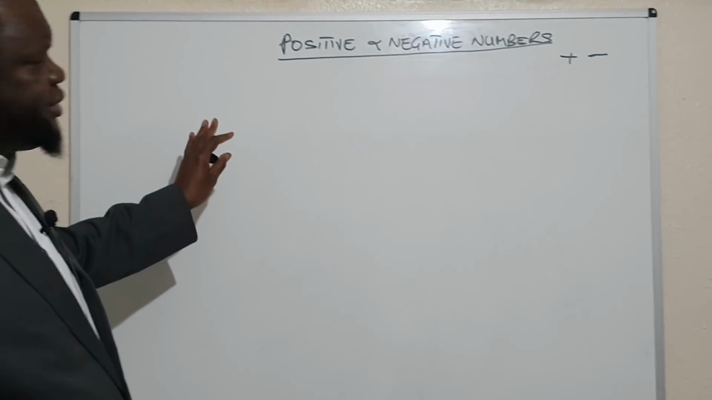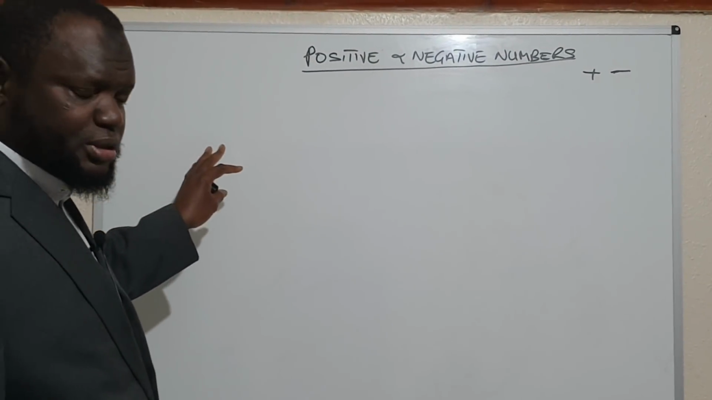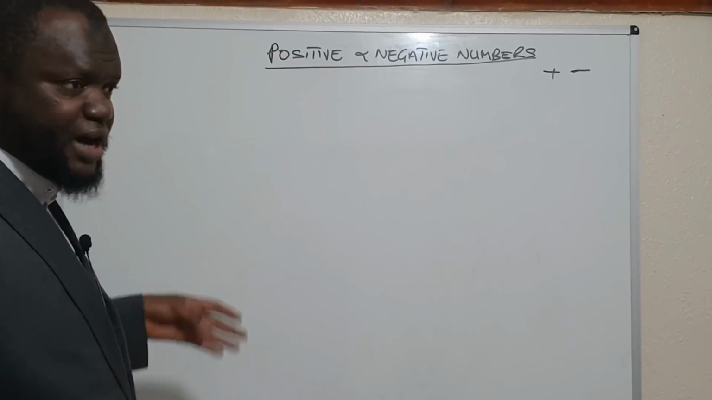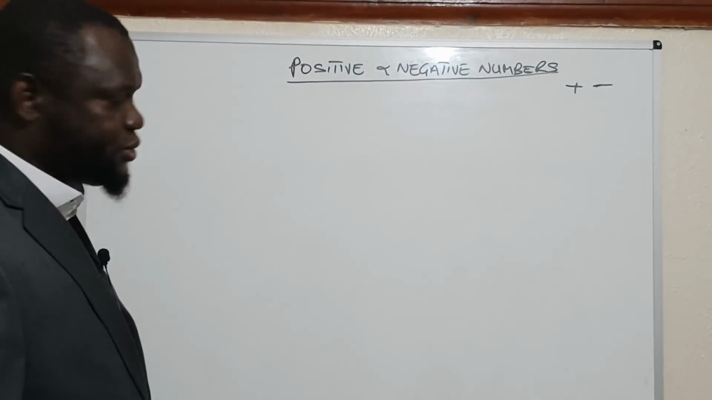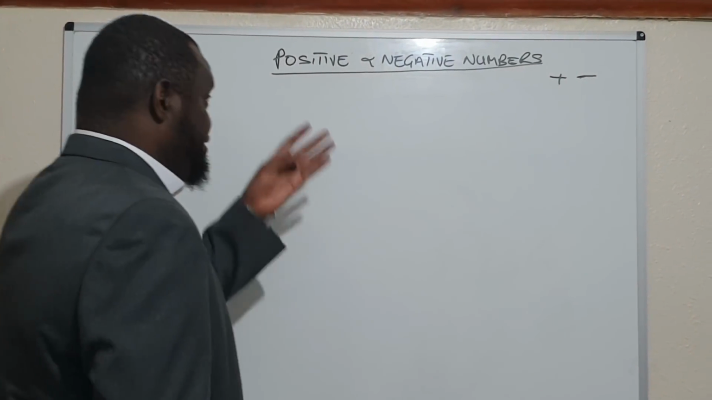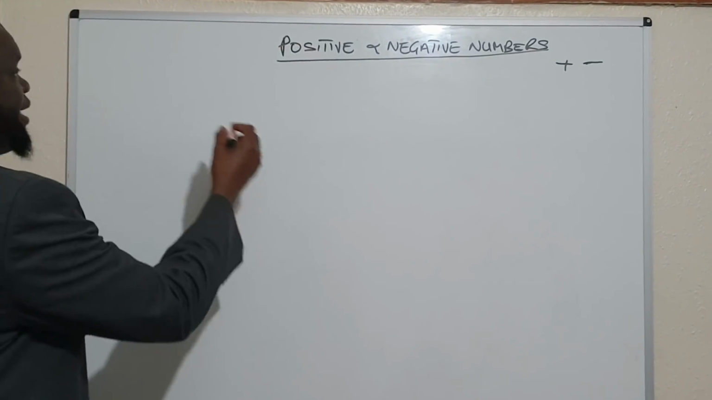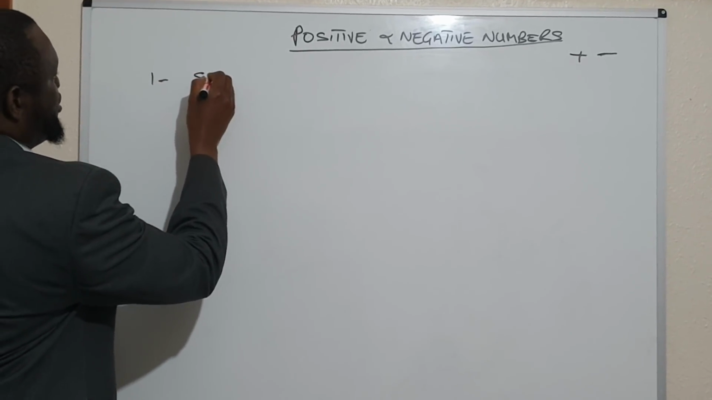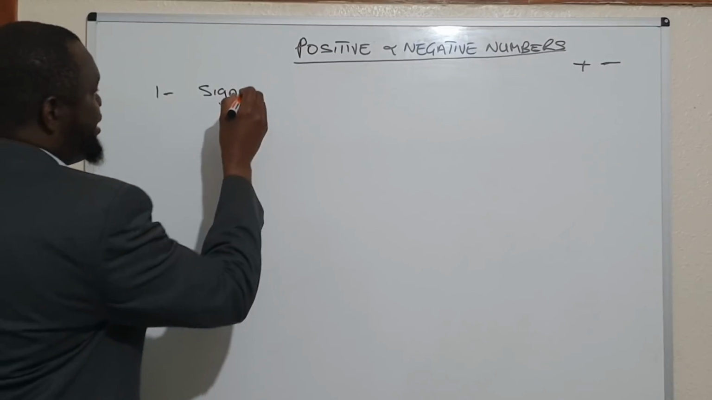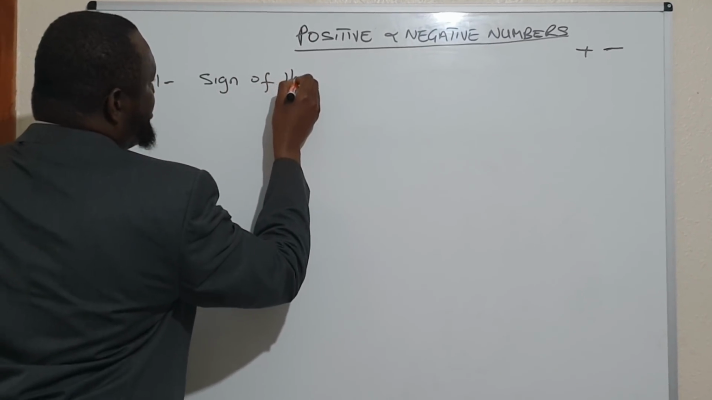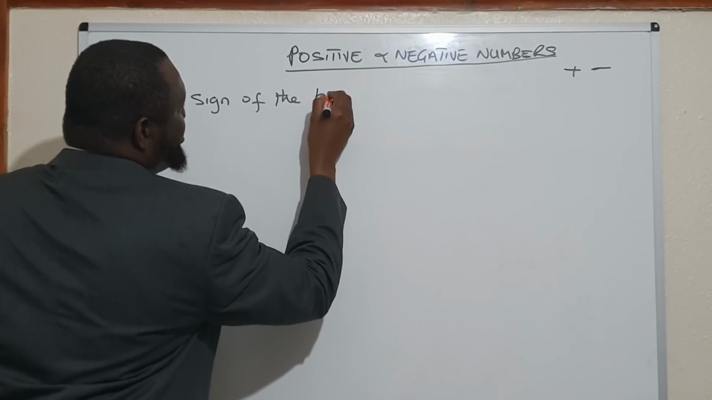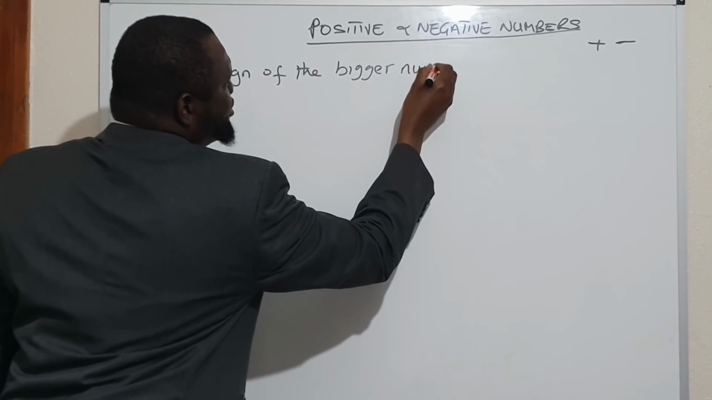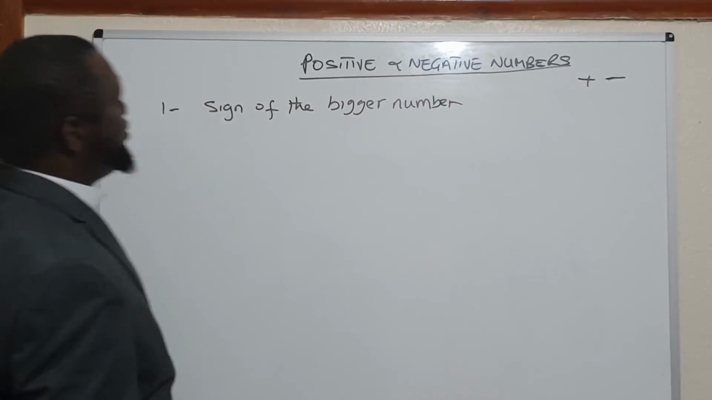There are two ways to deal with this. These are my own ways of teaching this lesson or this topic. You won't find this in the main textbooks. This is my own way of dealing with this topic. One I call sign of the bigger number. Sign of the bigger number.